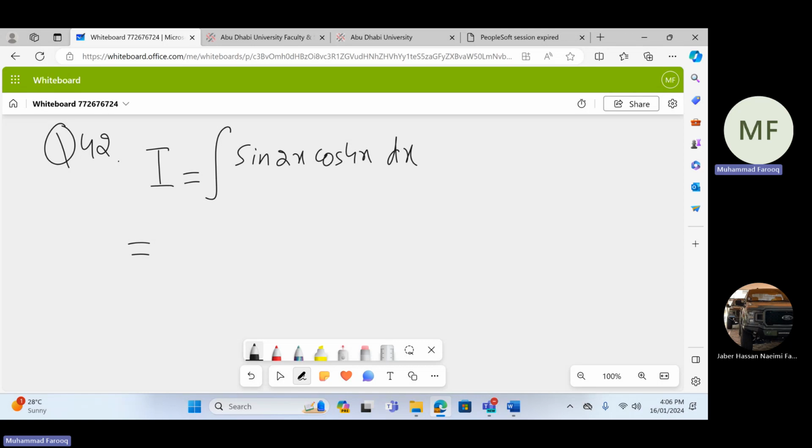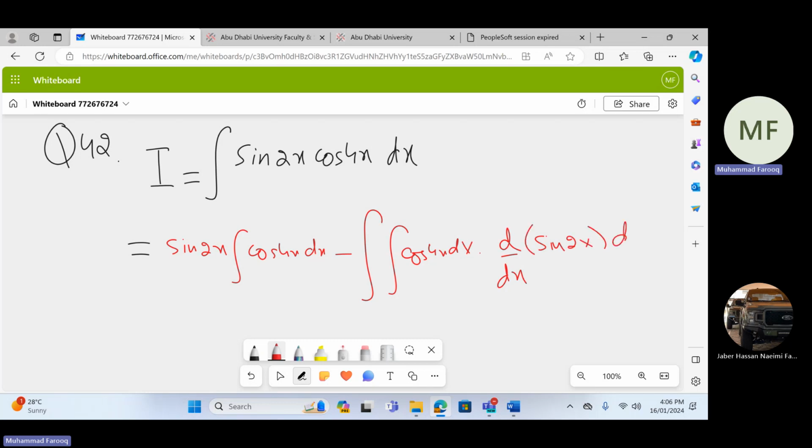Now start, please. As I told you, you can take this as first, this as second. So please start. First function, integration of second function, minus integral of, again, integration of second, and times the derivative of first. I hope you understand, okay? Because both have differentiation and both have integration, it doesn't matter from which function you start.